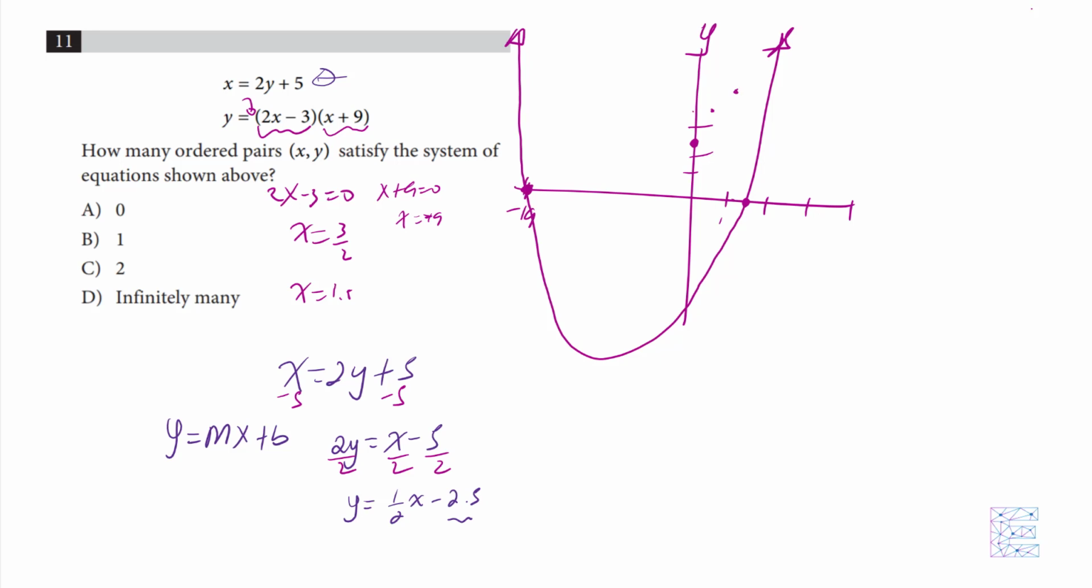So all we need is a sketch. The graph doesn't have to be perfect. And we can see that we have a line that sort of looks like that. And the solution is where the two graphs intersect. Well, we can see a clear point of intersection here and a clear point of intersection there, which means we are going to have two ordered pairs that satisfy the system. So C would be the answer to this question.